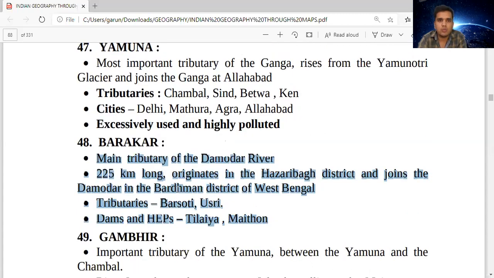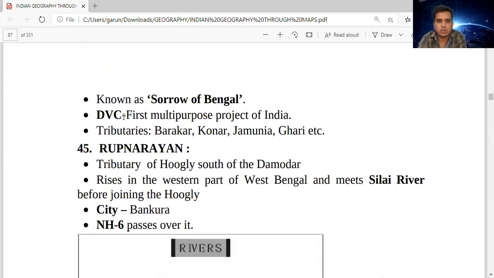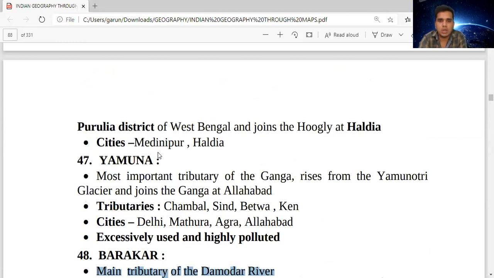Okay, पीछे हमने डीवी भी करा था दामोदर वैली. ओके, दामोदर वैली प्रोजेक्ट, I think. So Damodar Valley project है, that is a dam basically.